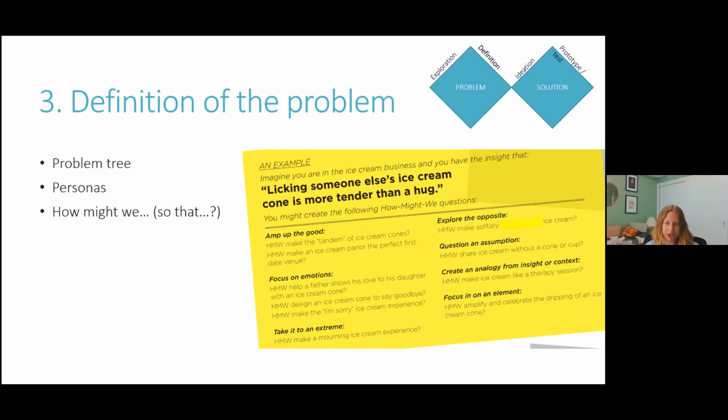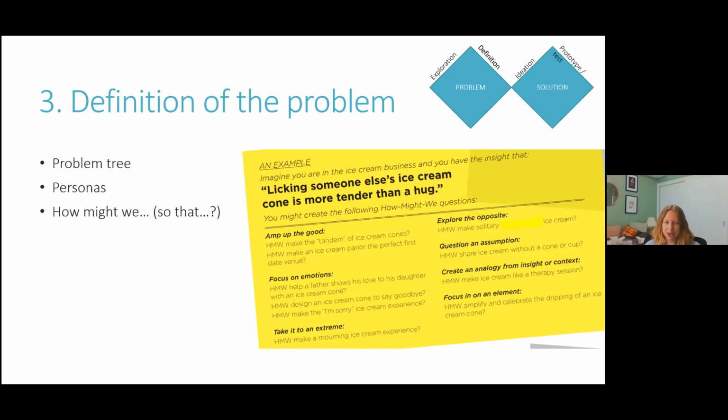Another way is personas. So creating almost sort of profiles of people and what are some of their specific pain points or aspirations that they're looking for in relation to that problem. And then one which I use quite a lot is the how might we questions. And there's an example there.